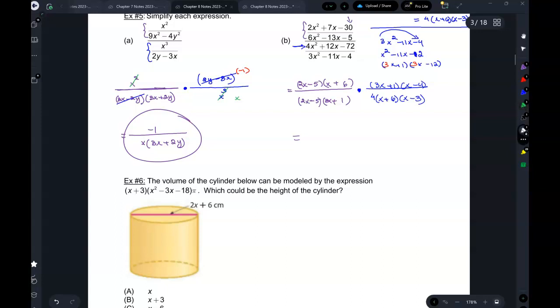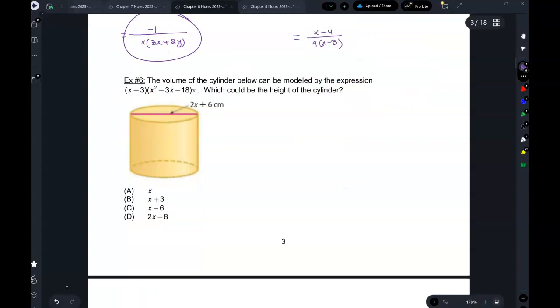Okay, so here what happens? Cancel some things. Okay, the 3x plus 1s, 2x minus 5s, x plus 6, 2. Wow. That's it, right? So what do I have? X minus 4? 4 times x minus 3. Yeah, okay.